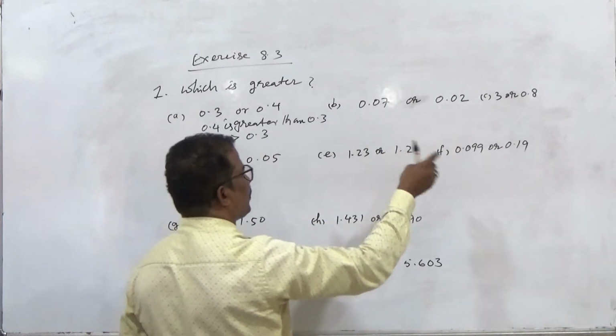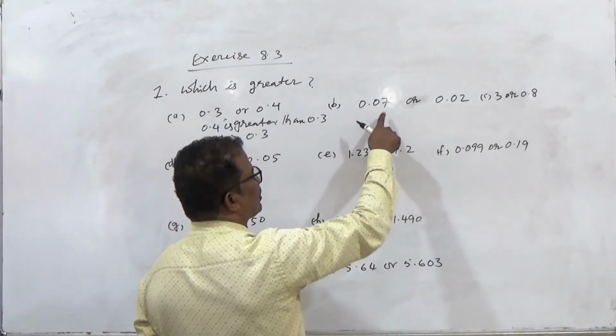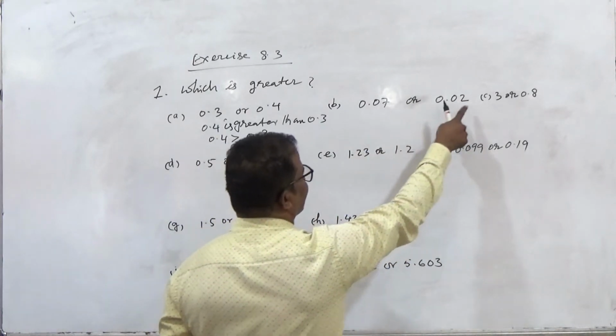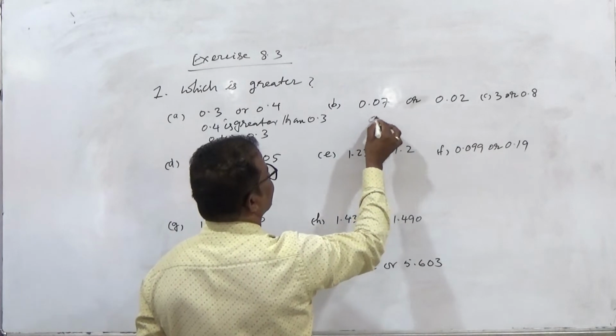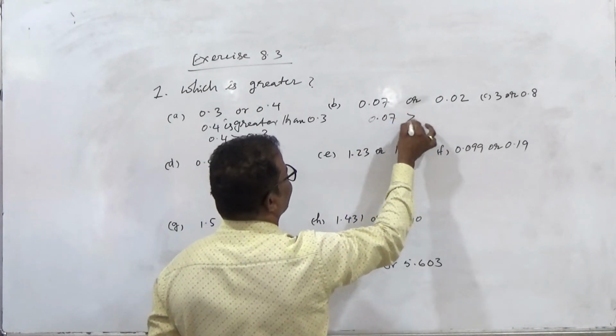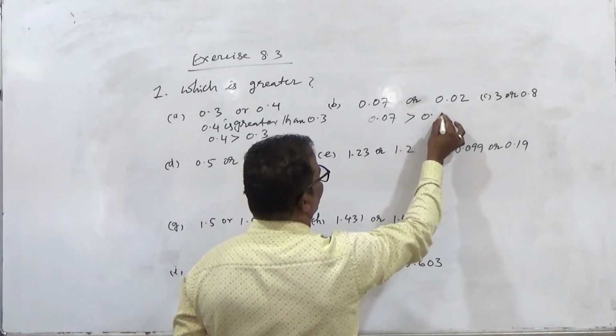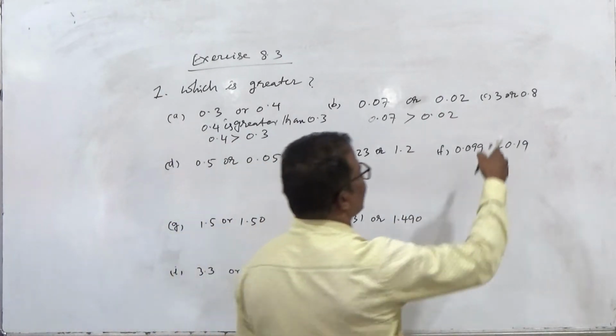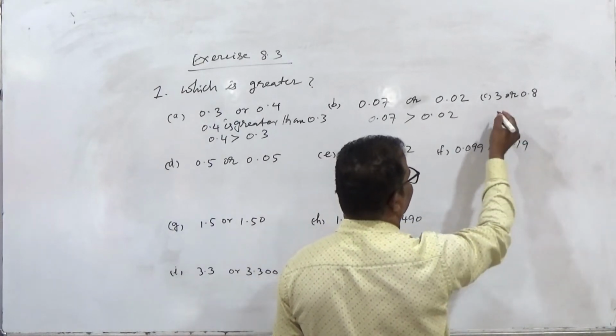We have to go with the next place, that is the 100th place. In the 100th place it is 7 here and 2 here. That means this is bigger than this. So which is greater? 0.07 is greater than 0.02. Understand? Now in the next question, see here: 3 or 0.8.